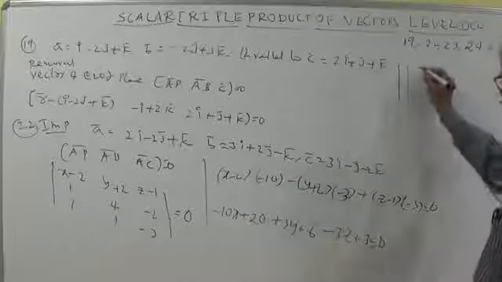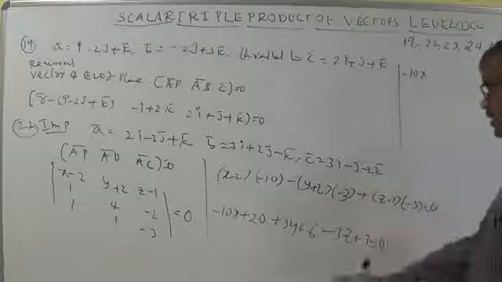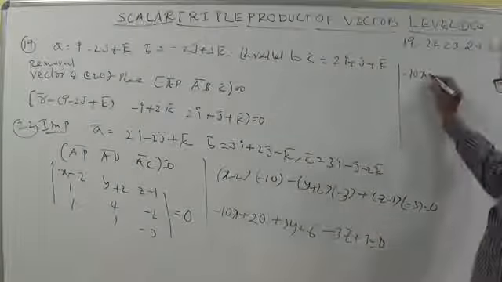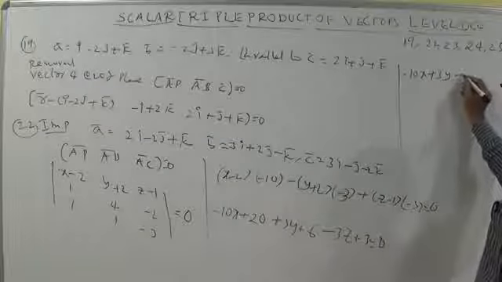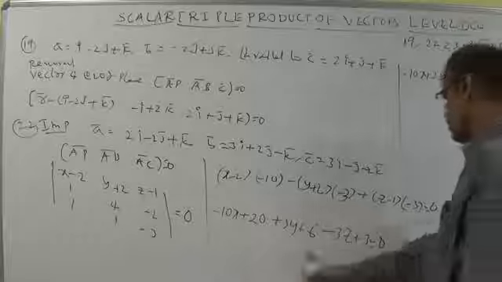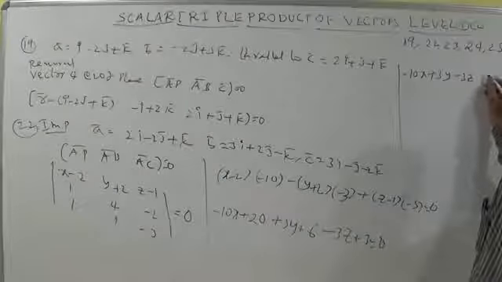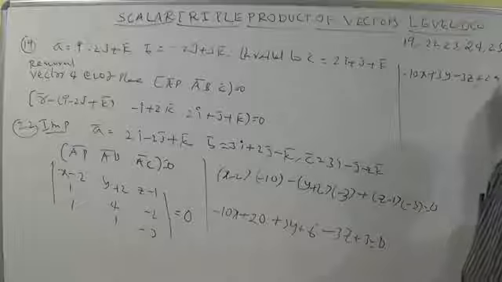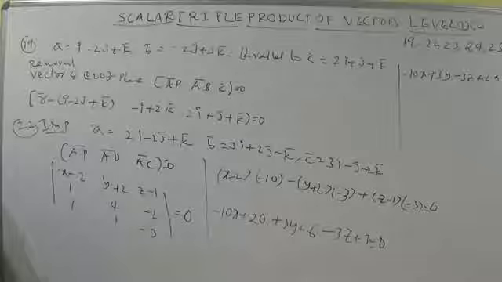Let us write the equation of plane using first, second, third order as x, y, z. Minus 10x plus 3y minus 3z plus 26 and 3, 29. Constant 29. Let us see the definition.